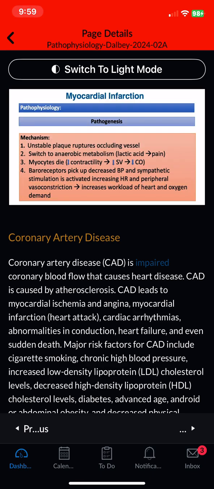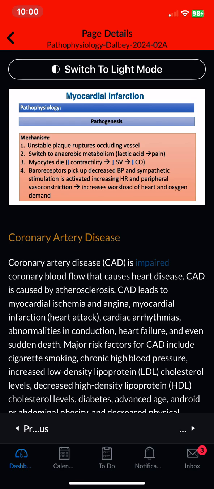So we're going to take a look at the pathogenesis and mechanism of a myocardial infarction. The first step is that an unstable plaque is going to rupture or occlude a blood vessel. And we're going to see a switch from aerobic to anaerobic metabolism. And we'll have a buildup of lactic acid, and that's generally what's going to start to cause pain in the patient.